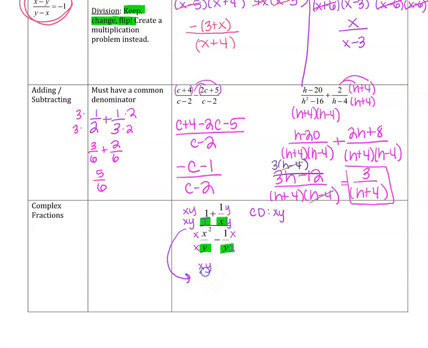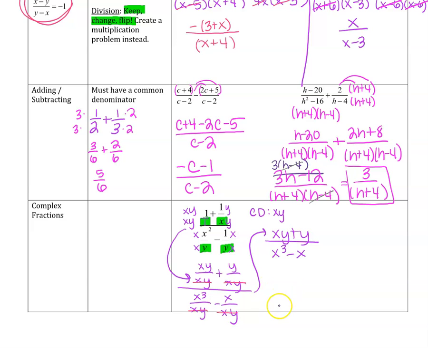So by doing that, I have xy over xy plus y over xy, all over x cubed over xy minus x over xy. Once the denominators are the same, they would all end up canceling or reducing. And that would leave me with xy plus y in the numerator all over x cubed minus x. Now, just like what I did up above, I got to make sure if I can reduce this, factor and cancel. So in the numerator, I can factor out a y. In the denominator, I can pull out an x. And I'm actually noticing I can even factor that further, so I'm just going to do it right below it.